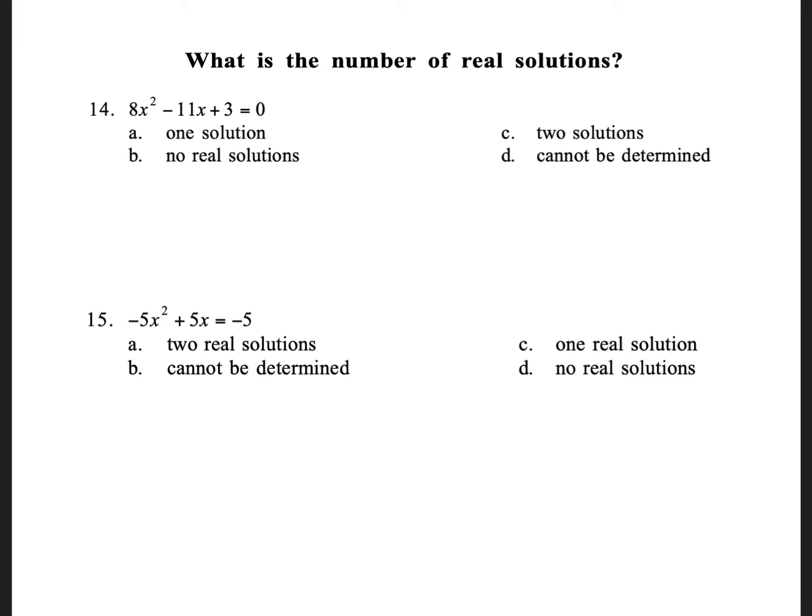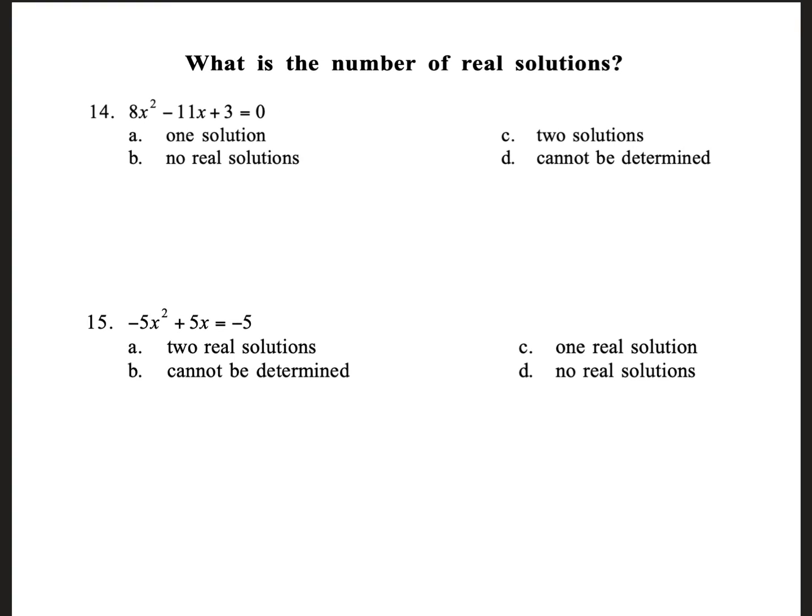When they're asking about your number of real solutions, this is a fancy way of saying, I need an actual pen to write. Find your discriminant. You have a formula for your discriminant. It is on your note sheet for your final. It's b squared minus 4ac.